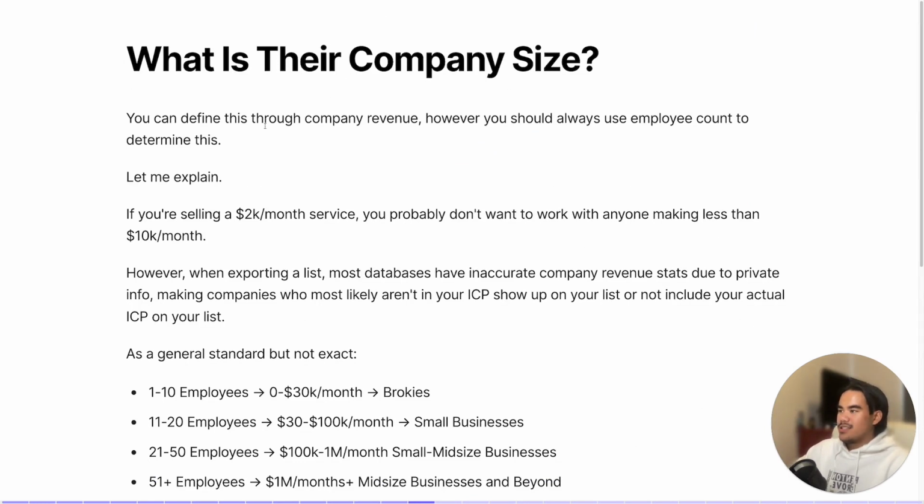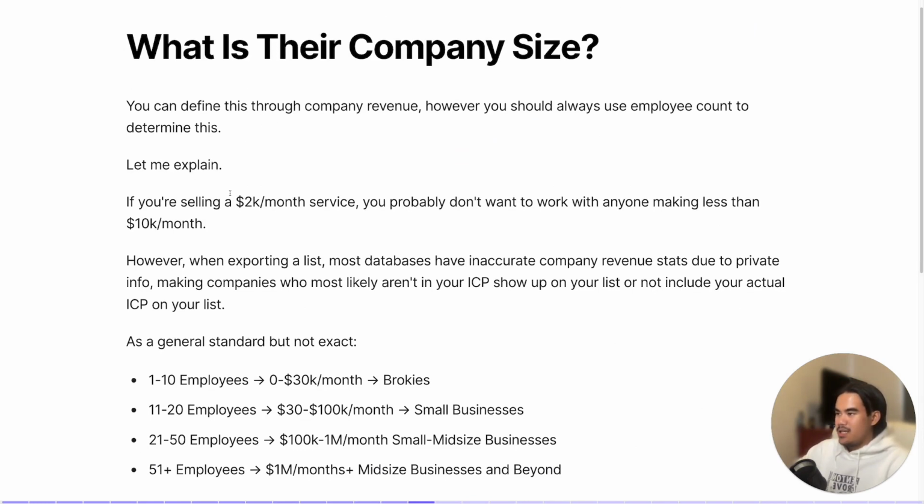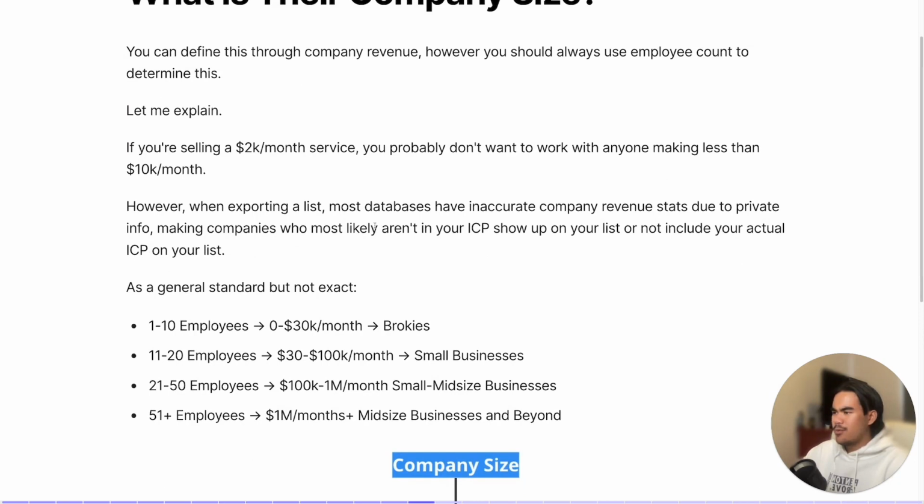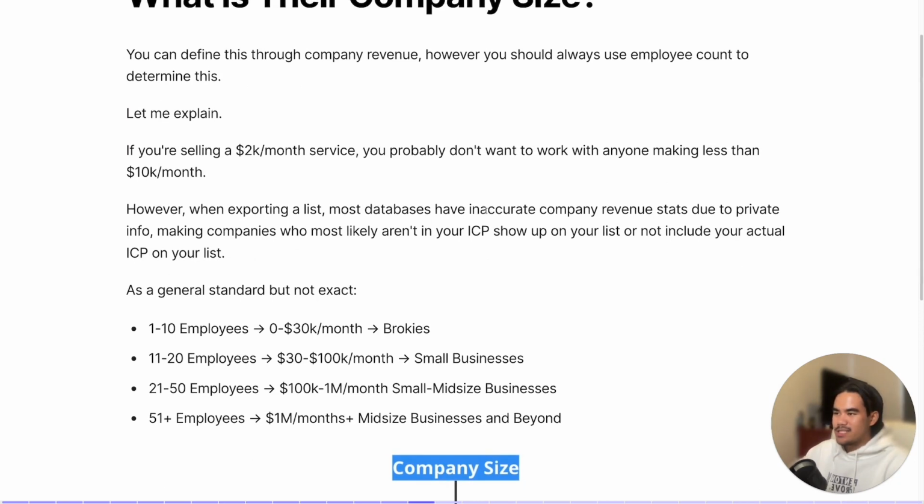Company size, you can determine this through company revenue. However, you should always use employee count to determine this. Let me explain. If you're selling a 2K a month service, you probably don't want to work with anyone making less than 10K a month, because they're not the ideal clients you want to work with. When exporting a list, most databases have inaccurate company revenue stats due to private info and outdated data, making companies who most likely aren't in your ICP show up on your list, or not include your actual ICP on your list.